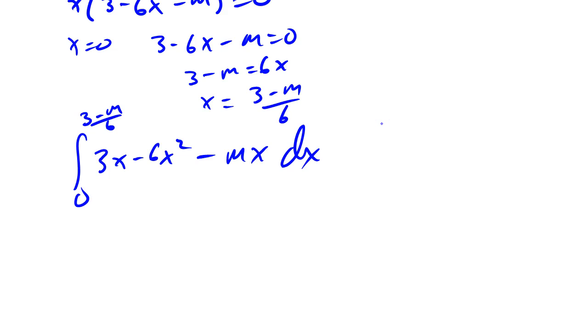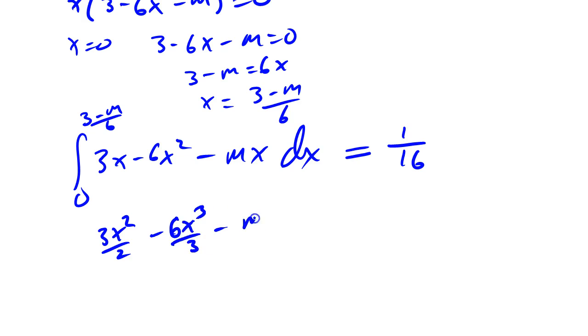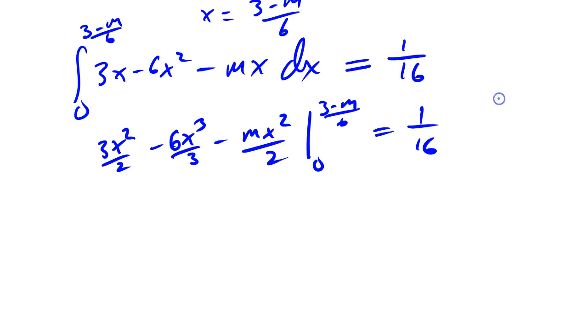This now, because this isn't just a number, it's got a variable in it, I can't just type it into my calculator. But I know what I want the output to be. I want the output to be half of 1/8, so that would be 1/16. So if I do this integral, I've got 3x squared over 2 minus 6x cubed over 3 minus mx squared over 2. Evaluate that between 0 and (3 minus m) over 6, and we want that to equal 1 over 16. So let's see what we get here.